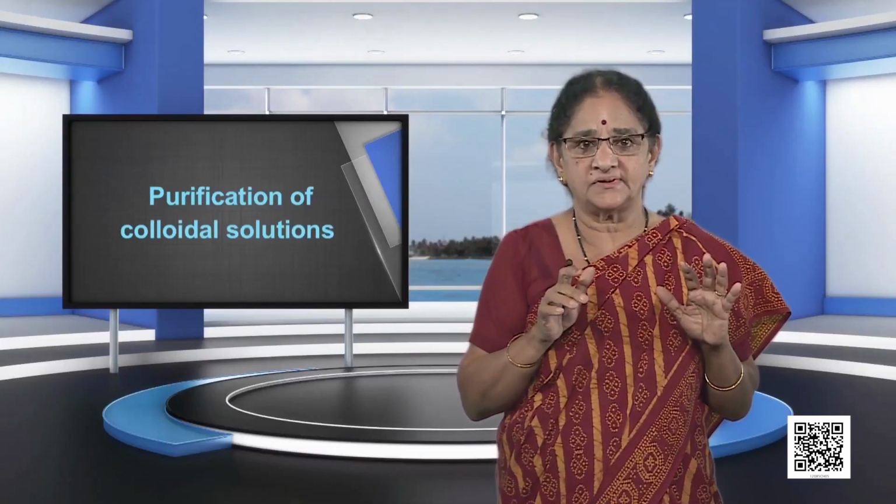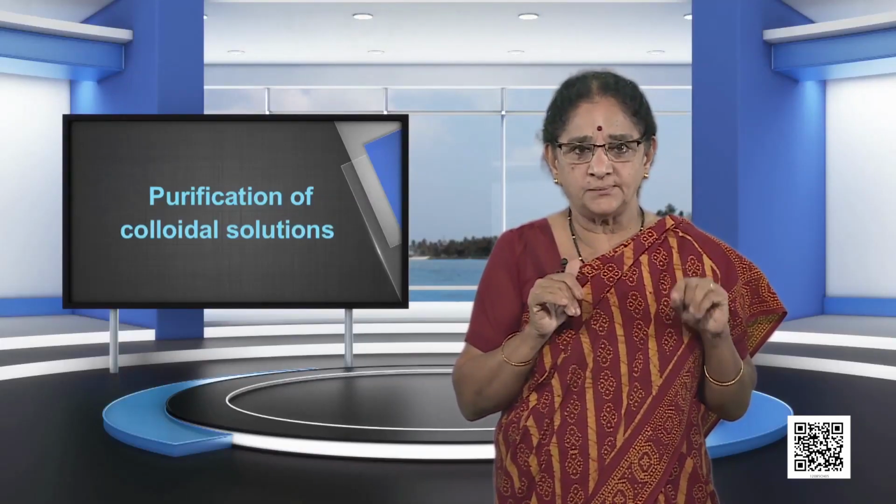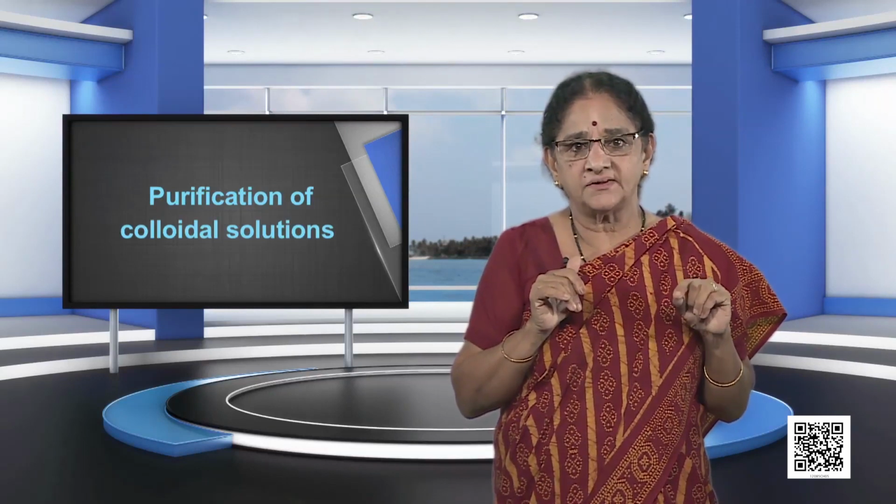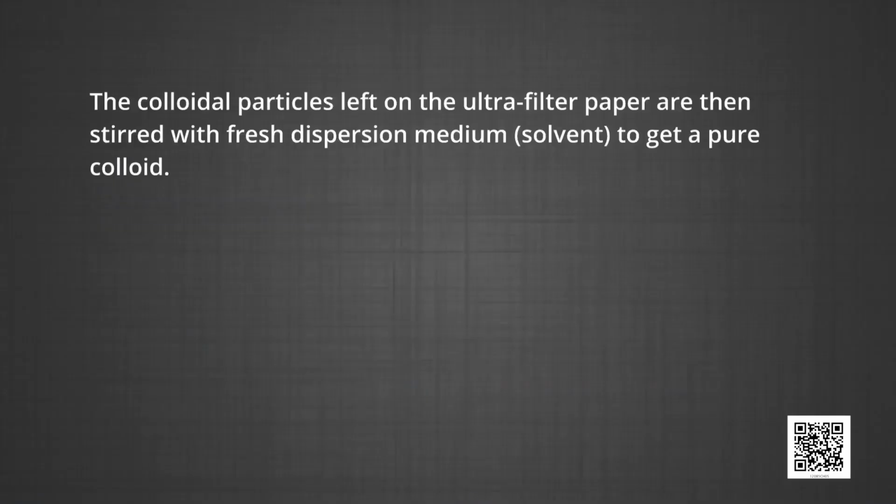Ultrafiltration is a slow process. To speed up this process, pressure or suction is applied, and the colloidal particles left on the ultrafilter paper are then stirred with fresh dispersion medium, that is the solvent, to get a pure colloid.